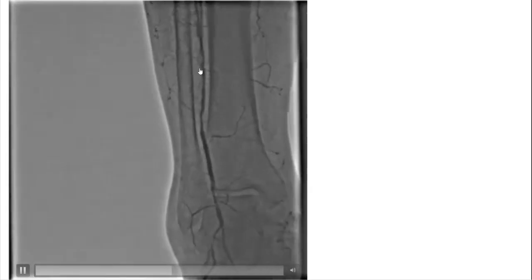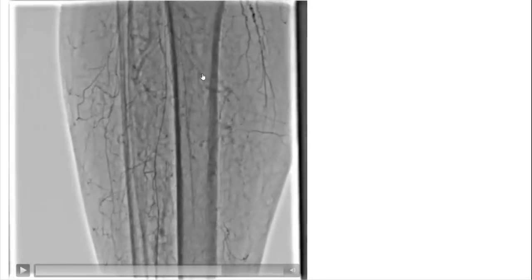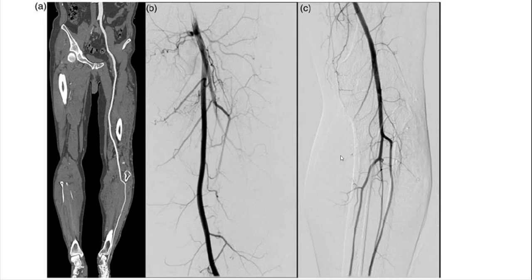So you can see any filling defects within the artery. These angiographic studies are usually done for peripheral vascular disease, in which the peripheral arteries might develop obstructions so that the blood flow to the distal parts of the limbs is affected. So one of the reasons for doing these angiographic studies is peripheral vascular diseases, right?